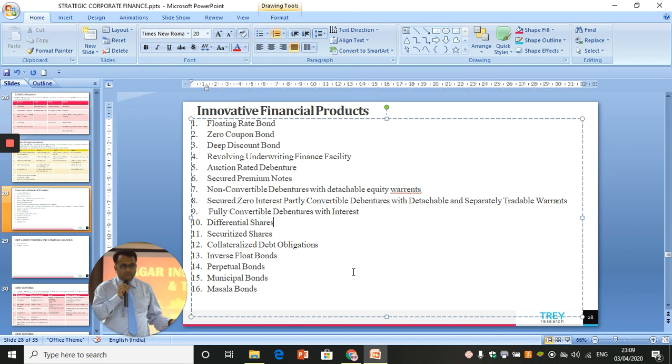Inverse float bonds. So there can be inverse float bonds, the opposite of float bonds which have floating interest rates. And perpetual bonds, bonds which are redeemable at infinity, which cannot be redeemed. Only the interest is paid, till infinity. Municipal bonds, these are bonds issued by local bodies. And masala bonds are Indian bonds; when they are issued in a foreign market, they are known as masala bonds. So these are some of the innovative financial products.